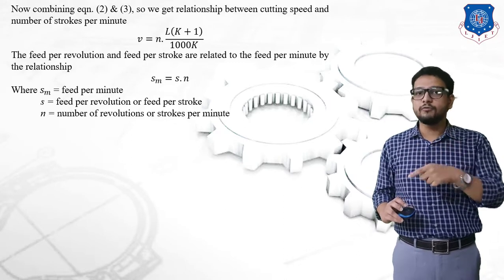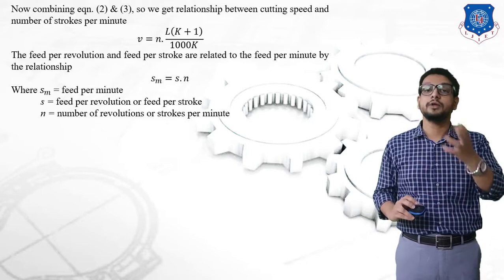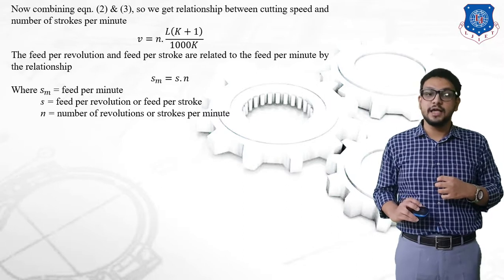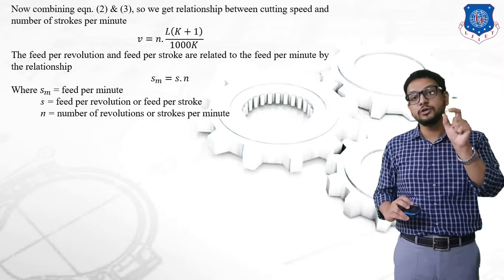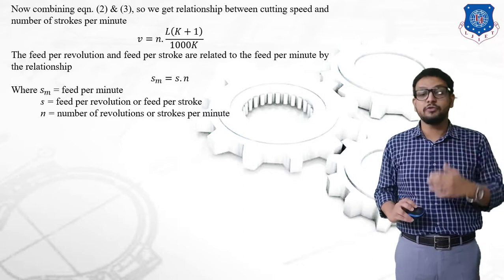Now we have multiplied by what? We have multiplied by small n, that is our RPM, revolutions per minute. So after multiplying with that, we are going to get the answer of Sm. So this is a standard form. Remember, we need to use Sm while calculating the machining time, we are going to see what that is.